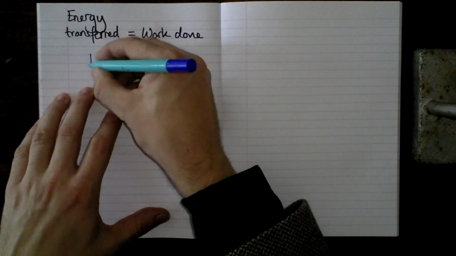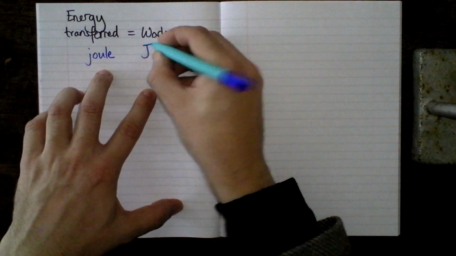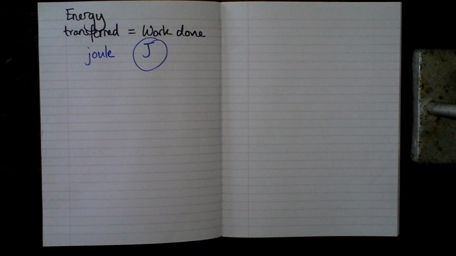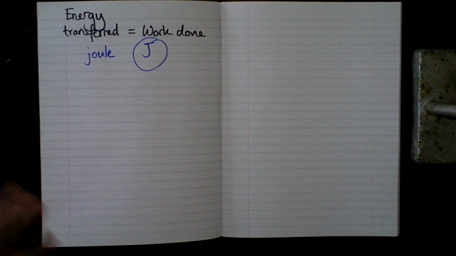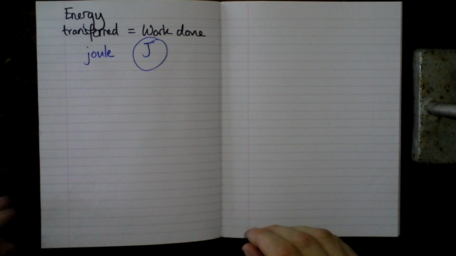This leads us to one of the key things you need to know, and that is that energy is measured in joules. So the unit is joule, the symbol a capital J, and it is imperative that you know that, because often questions will ask you about work done and expect that you know work done is an amount of energy, and as such is measured in joules.